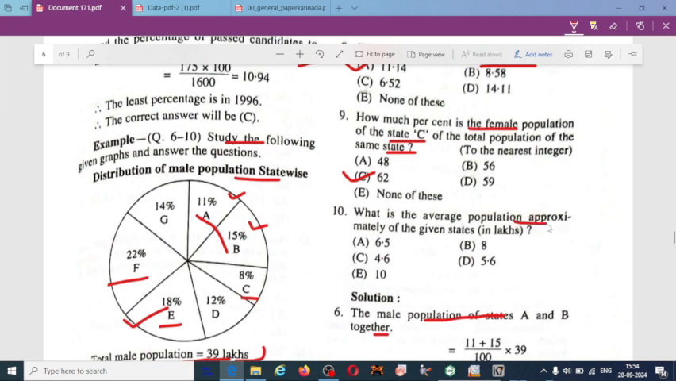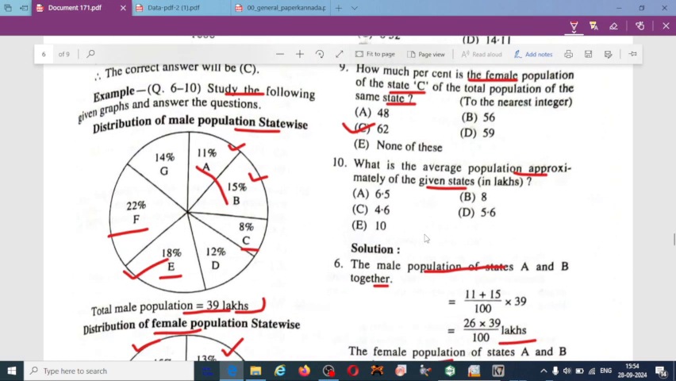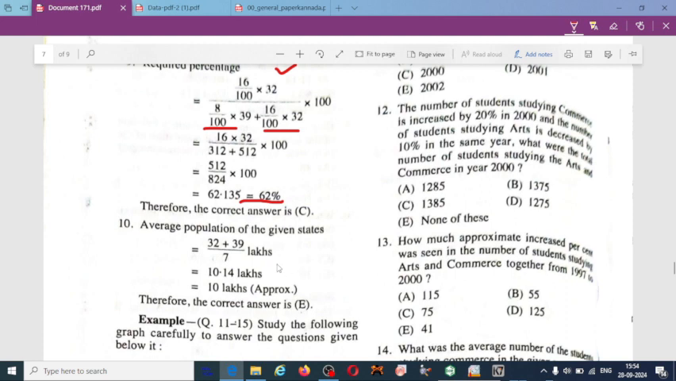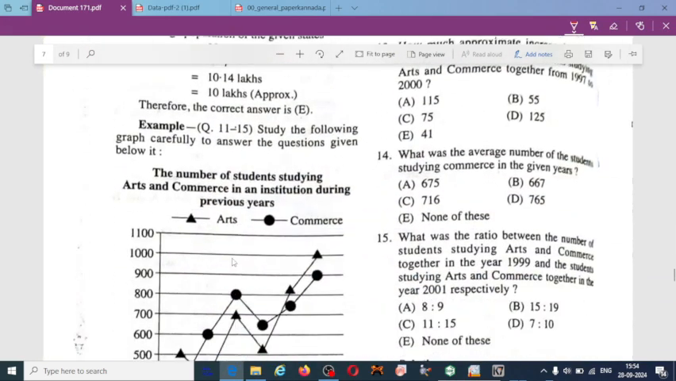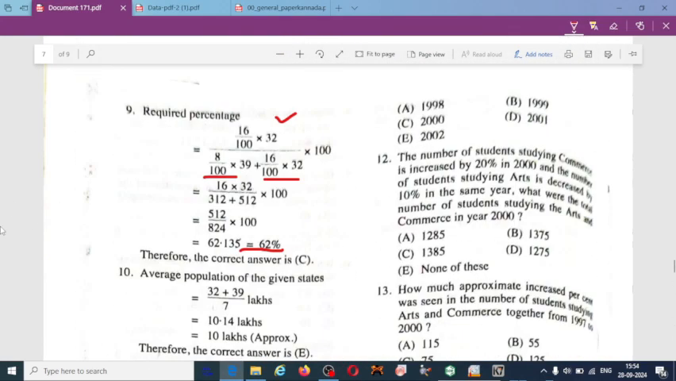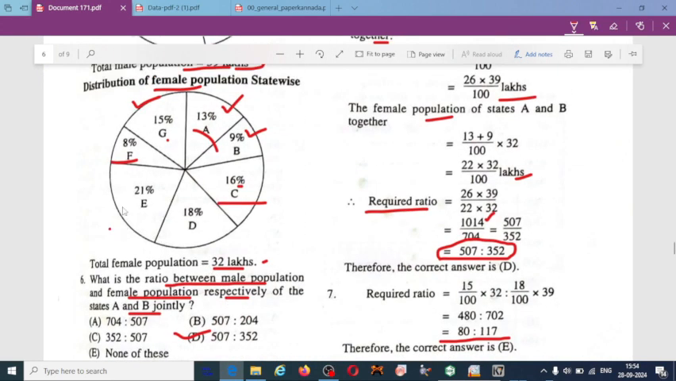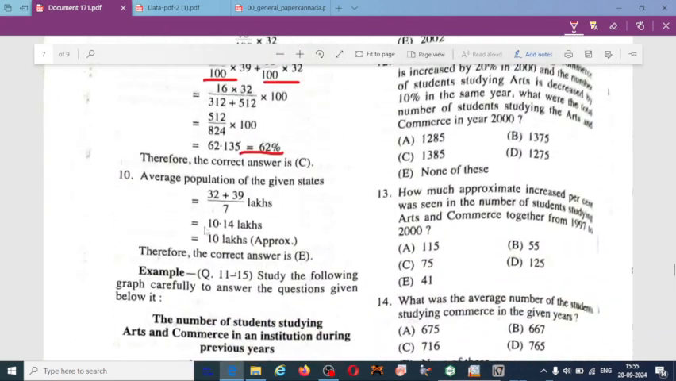What is the average population approximately of the given states in lakhs? Given states, you should calculate average population. Average means you should add up. So already the total population they have given, 32 for female and 39 for male. So you should add up directly, not necessary to add up all the different states. Total population you should add up and divide it by how many states are there? 7, A to G. Then you will get approximately 10 lakhs.